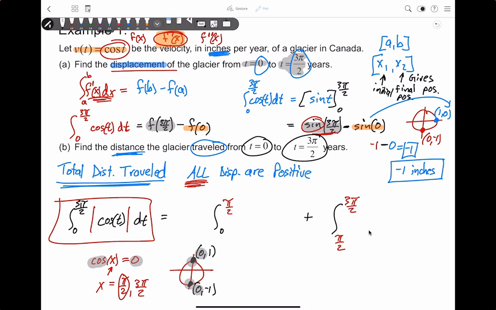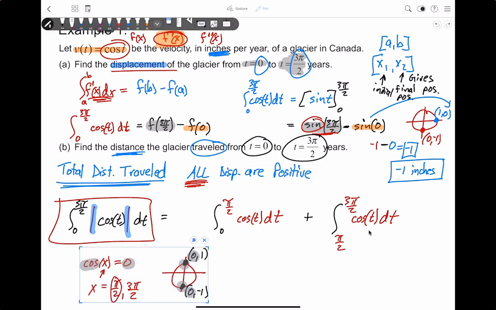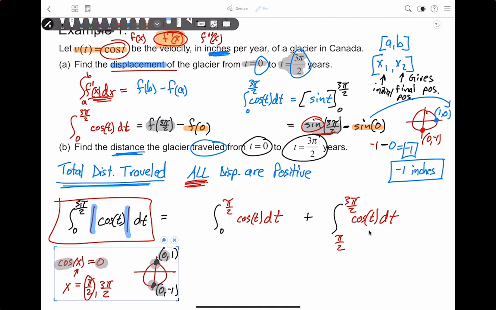And we don't need these absolute value signs anymore. Once we've found the zeros and we break it up into 2 separate integrals, we don't need those absolute value signs. We can just interpret it as the integral of cosine of t dt added with the integral of cosine of t dt over here. This is just in case we don't remember what the graph looks like. We can do this algebraically and still get the answer. We're just breaking it up as far as where the zeros, the x-intercepts, occur, and then we solve each one independently and add them up together.